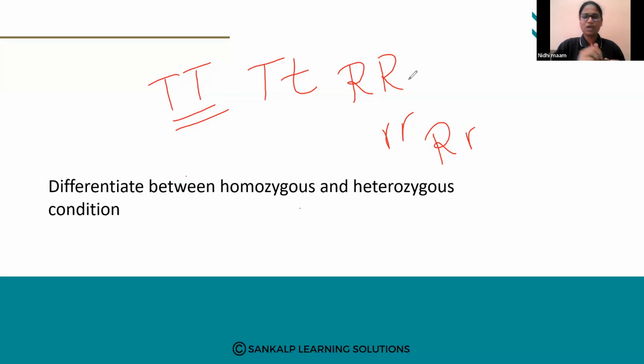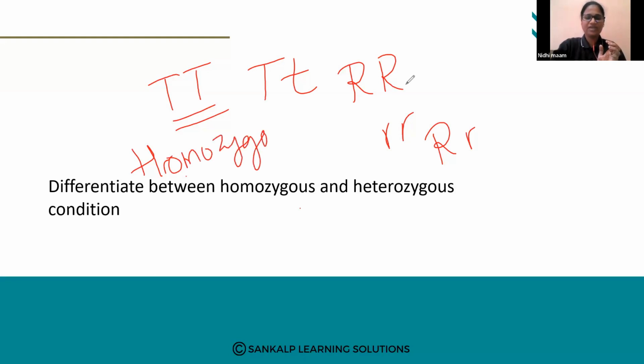Identical alleles. So if both the alleles are identical, both alleles are the same, what will we call that condition as? Be fast, guys. Homozygous. Very good. Swati and Deepak are active today. So that is the homozygous condition.